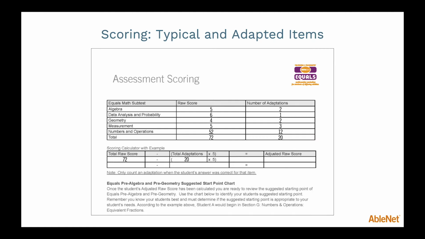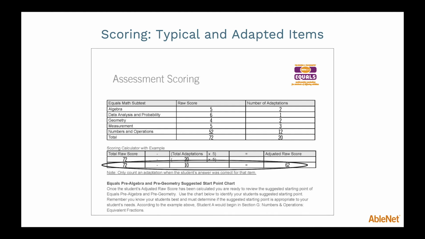To find the adjusted raw score, you will take your total of correct adaptations, in this example it is 20, and multiply that number by 0.5, because the adaptation questions are worth half of a point. Now, you can subtract that number, which is 10, from your total raw score of 72. 72 take away 10 is 62. Your student's adjusted raw score is 62.